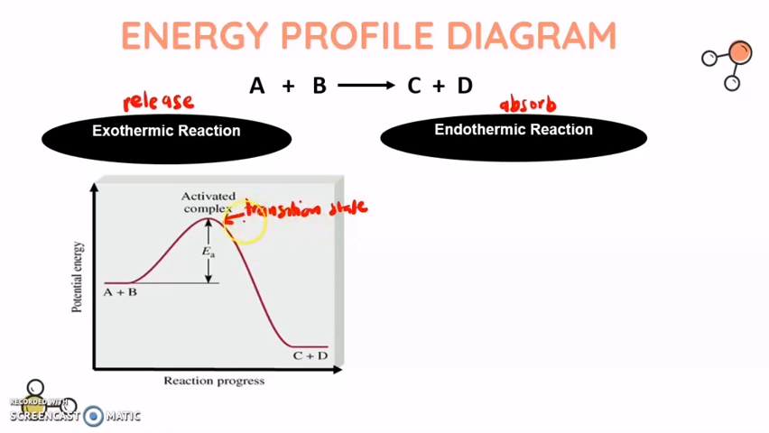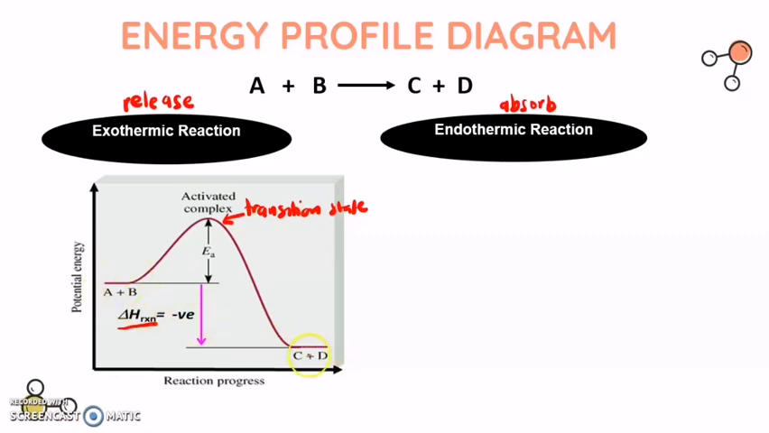At the transition state, you have to label the activated complex, as at this state there exists an activated complex. Next, what you have to label in the energy profile diagram is the enthalpy of reaction, or change in enthalpy. Change in enthalpy is the difference between the enthalpy of product and the enthalpy of reactant.